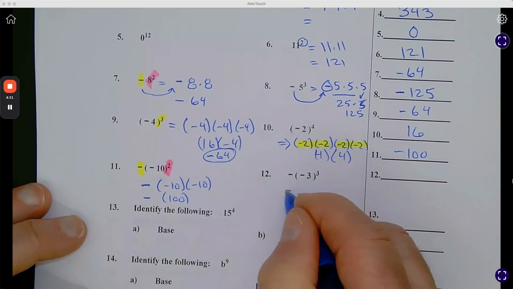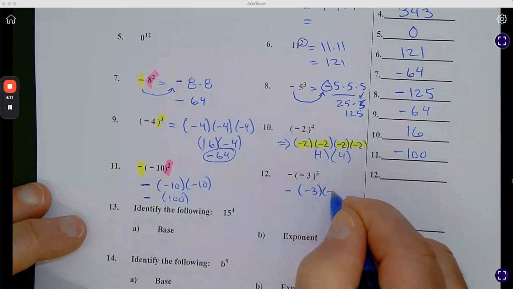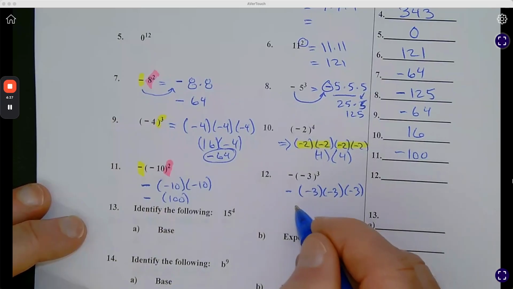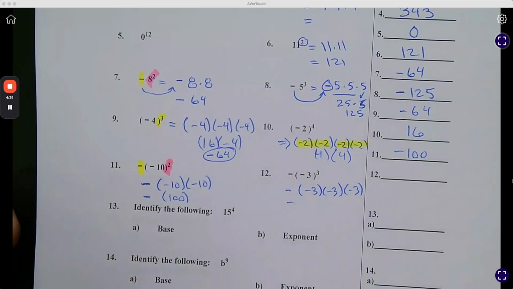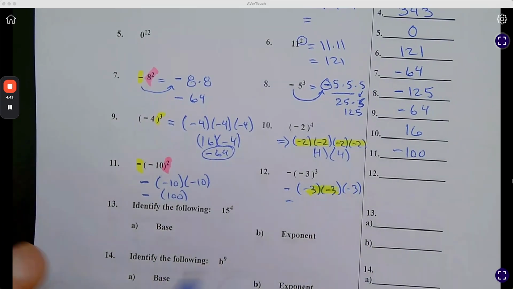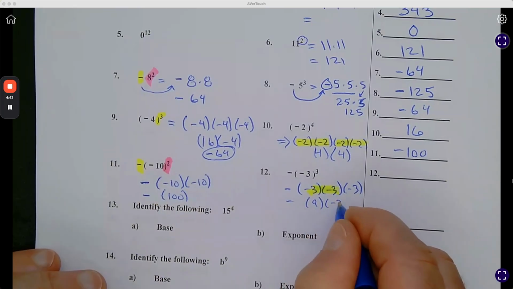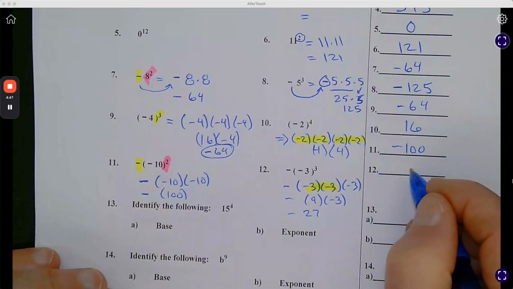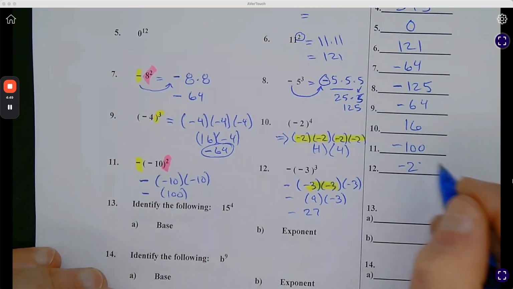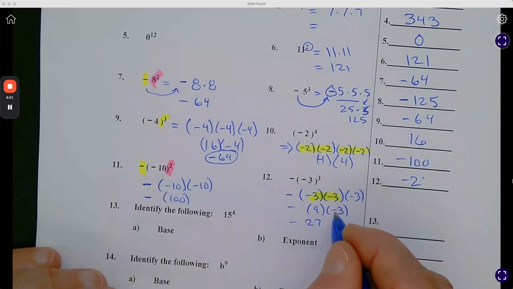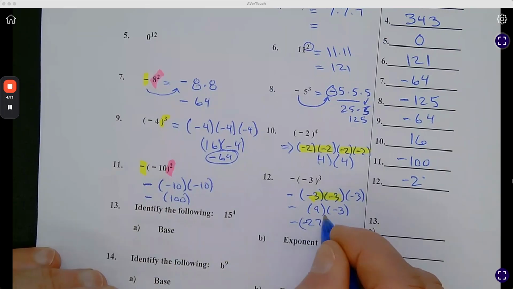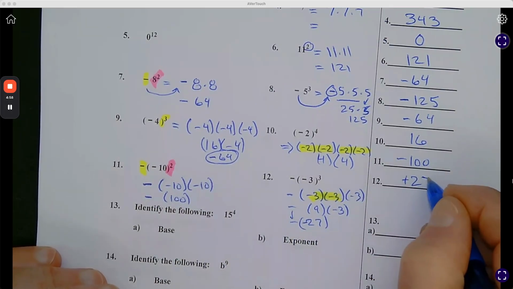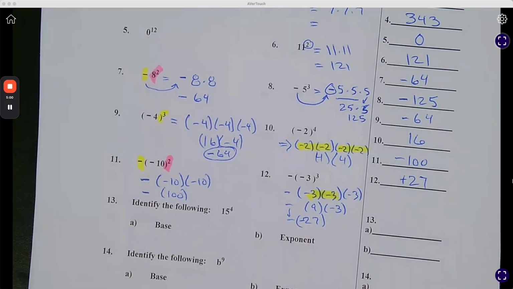Same thing. All right, so we're going to multiply the negative 3 together 3 times. Negative 3 times negative 3 is a positive 9. Times negative 3 is a negative 27. 9 times negative 3 is negative 27. But notice that negative out there. And negative makes it positive. That's right. Good job.